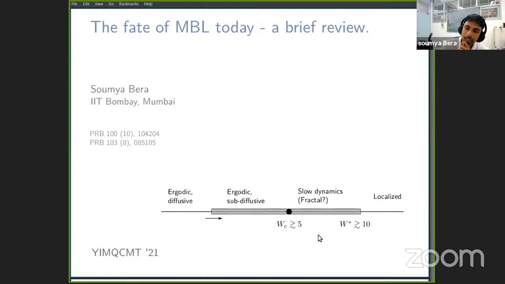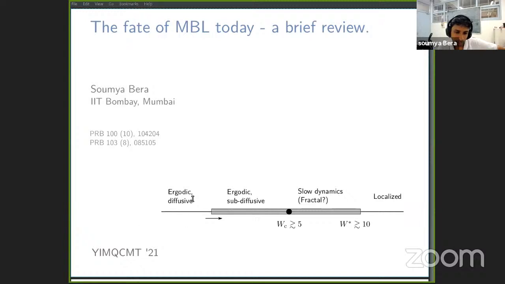In the last 5 to 6 years, it has increased significantly, and currently my understanding is that this interaction disorder strength is around 5 and can be even more. So it's almost a factor of 2 increase. The system size, by the way, has not increased by a factor of 2 yet. Okay, so what we know? What we know from the dynamical point of view is the following.